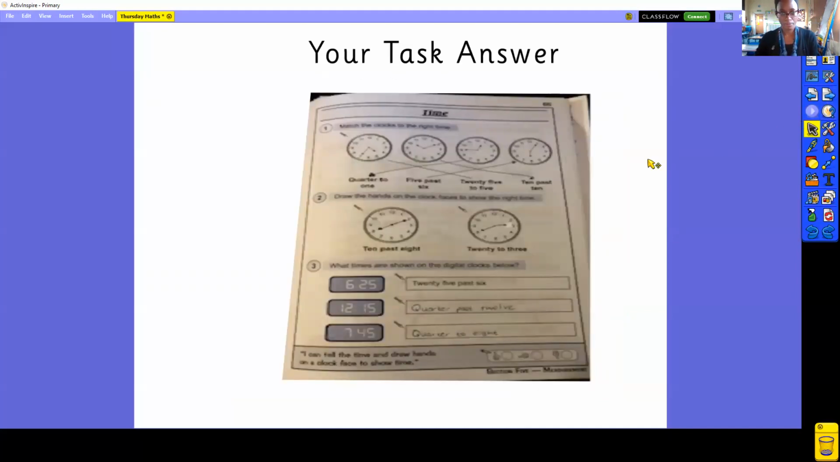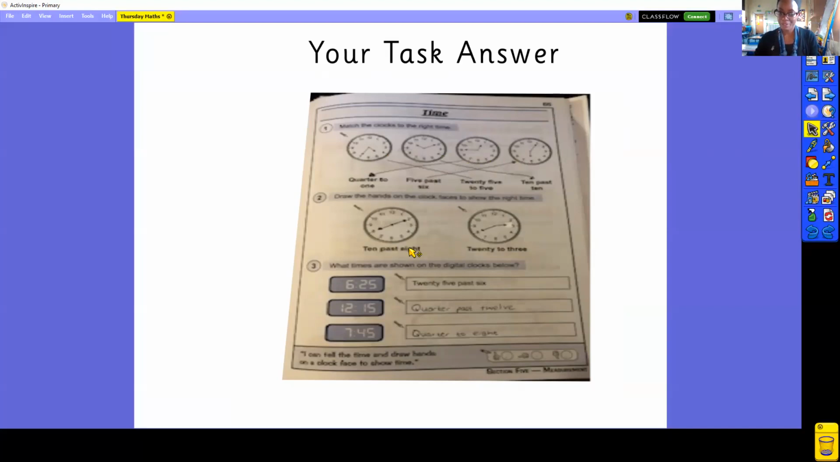And here they are. You already know that this clock is showing 25 to 5. Here we are showing 1:15. Here we are showing 10 past 10. And this final clock is showing 5 minutes past 6.